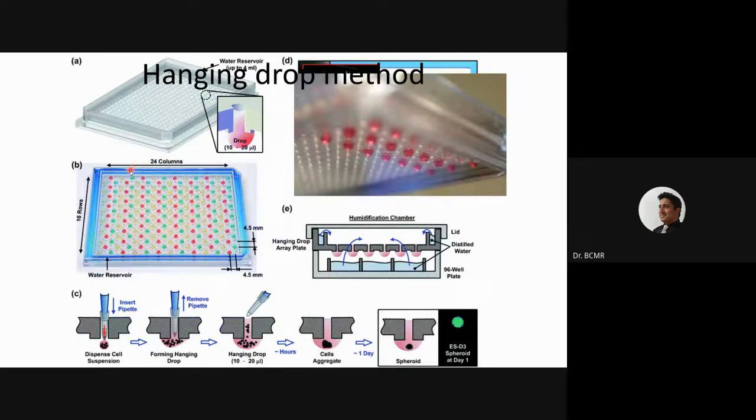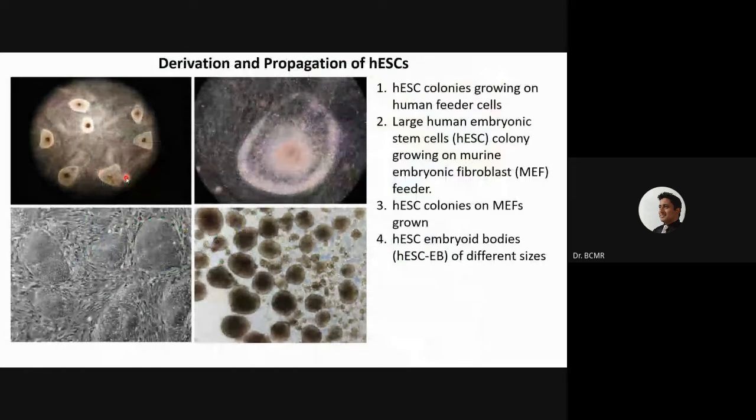Okay, that is about the hanging drop method. The next ones will be about the derivation and propagation. We will leave this. This is just a picture showing different cells and how they would look. So this is human embryonic stem cell colonies growing on a feeder layer.